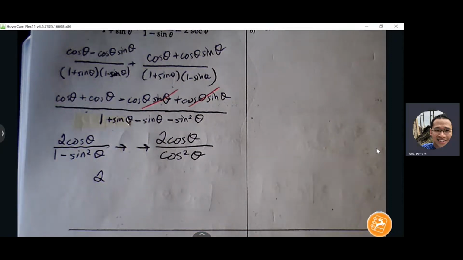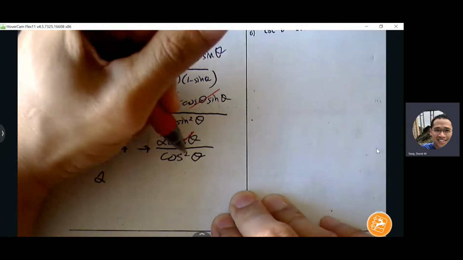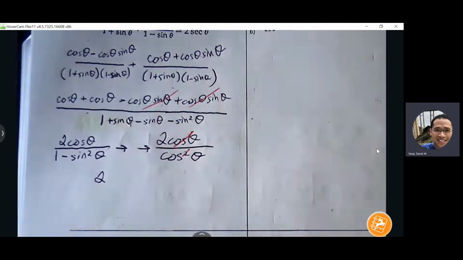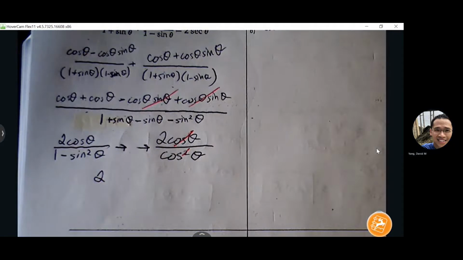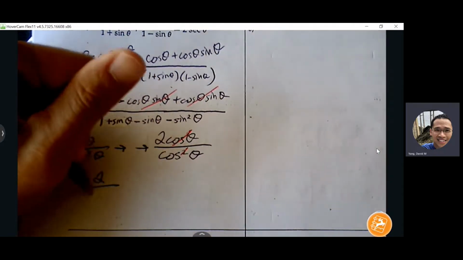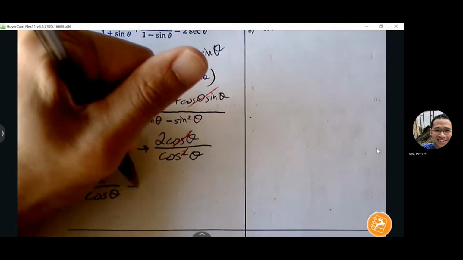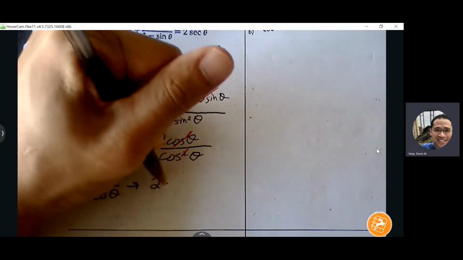What happens here? So I have 2 cosines below, so I can take out 1 from above and below. So I'm just left with 1 cosine theta, right? Because really that cosine squared is just cosine and cosine. So I'm left with 2 over cosine, which is the same thing as flipping that up and making it 2 secant.